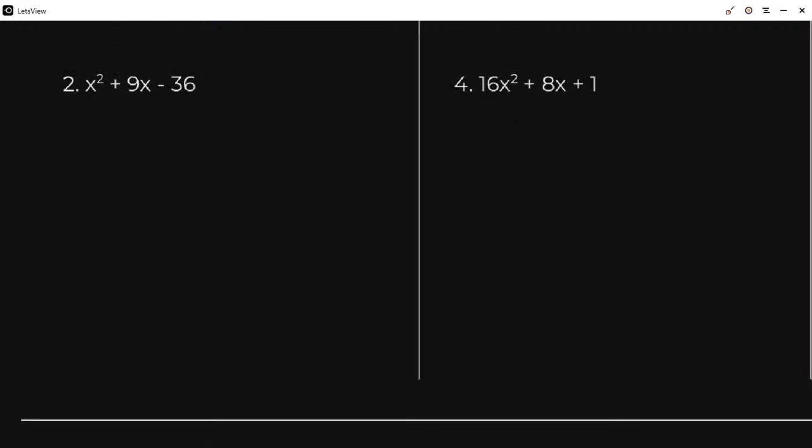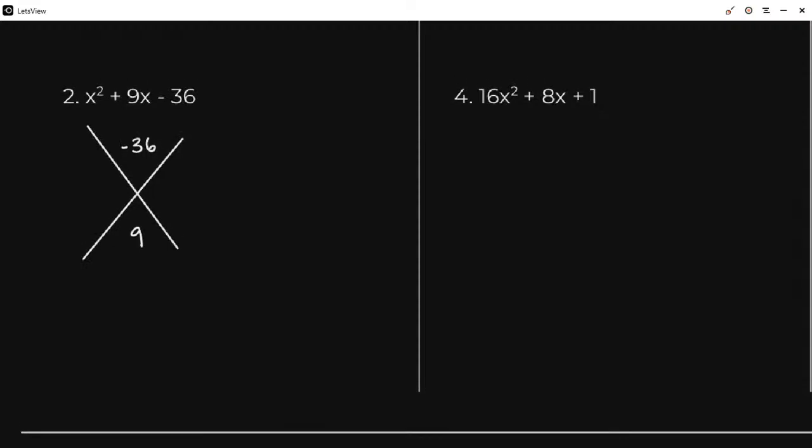Okay, for this next one, we're going to do the same thing. Draw our x. On the top is going to be negative 36, and on the bottom is going to be 9. So we want to find two numbers that will multiply to negative 36 and add to 9, and that would be 3 and negative 12. And again, we're going to put our x on top. So that becomes x plus 3 times x minus 12.